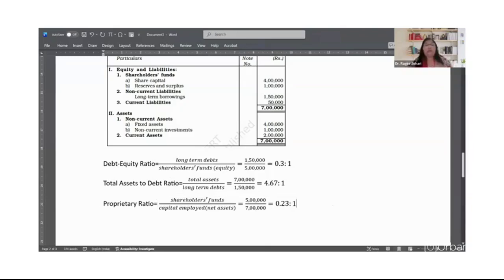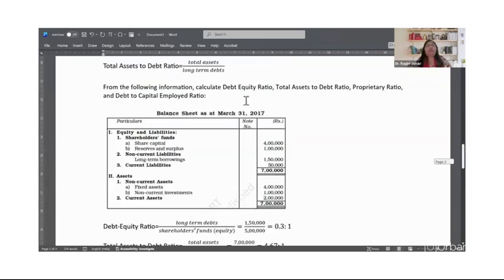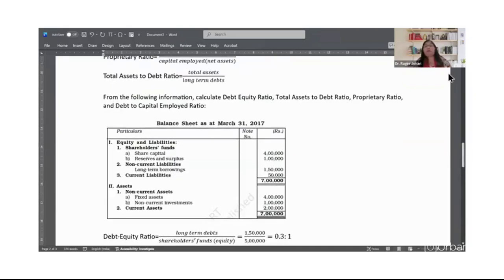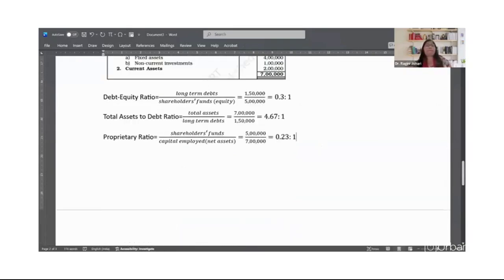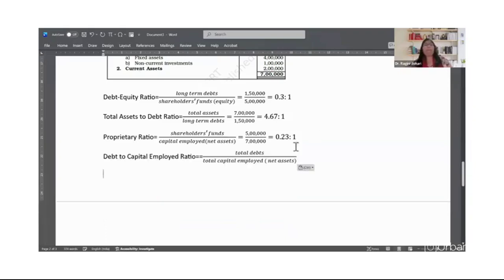So the proprietors' share in the total capital employed of the business is 0.23%. Then the next ratio we have is the debt to capital employed ratio. Let us take the formula of this ratio also. Now, this is the ratio between the total debts and total capital employed. So total debt, or long-term debt, is how much?